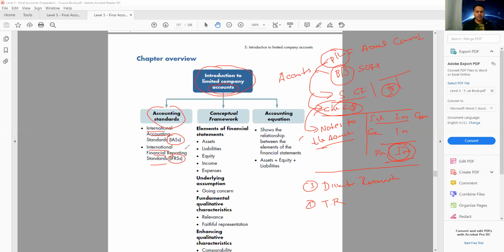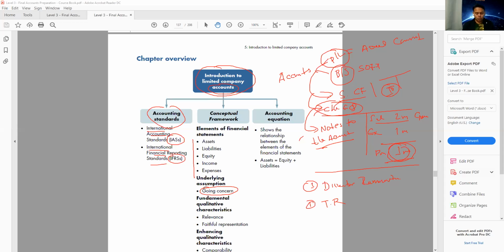Okay. Then the next thing we have is the meaning of some words: asset, liability, equity, and income. We already know that. What is an asset, what is a liability, what is equity, and what is an expense. We already have an idea about it, and you're going to see it later on. Then we have a concept. They said the underlying assumption is a going concern.